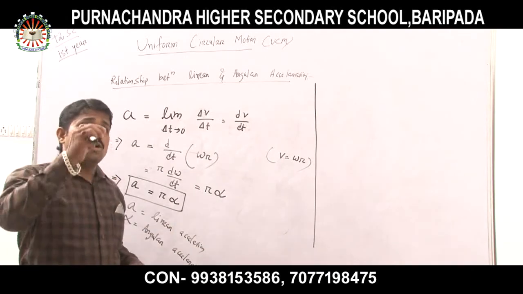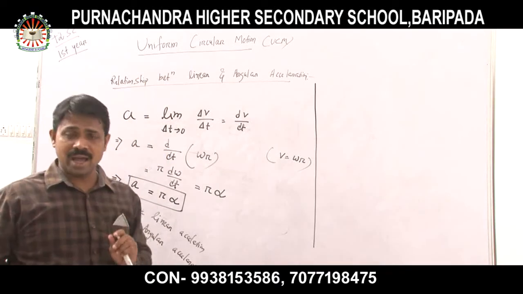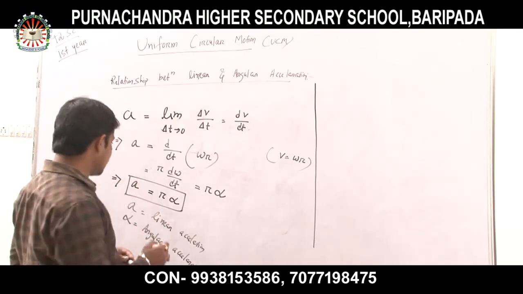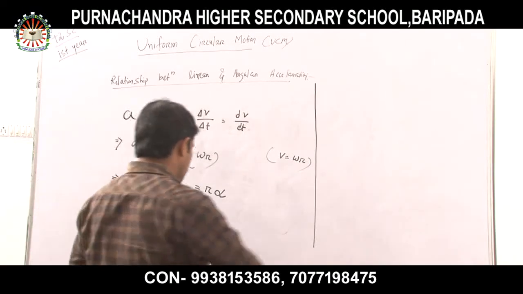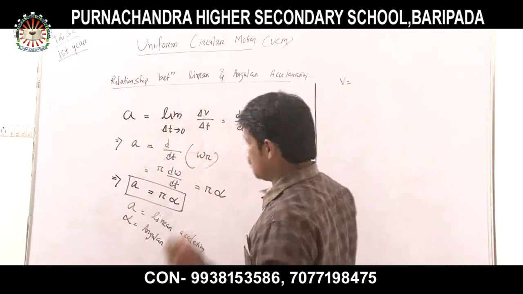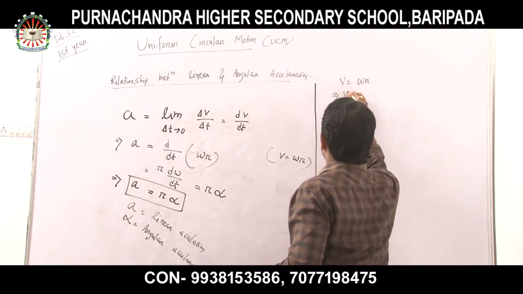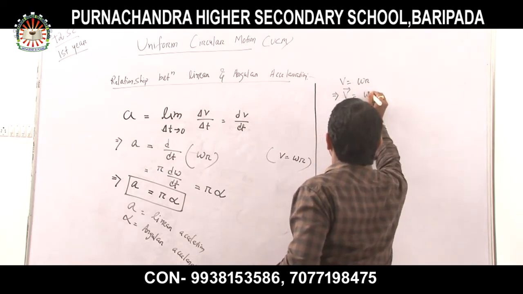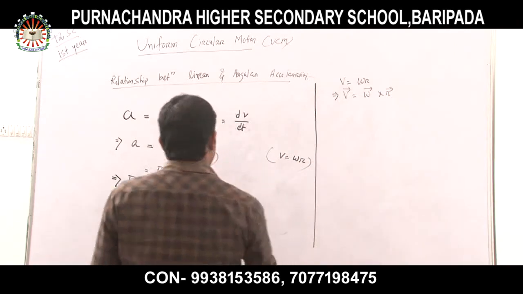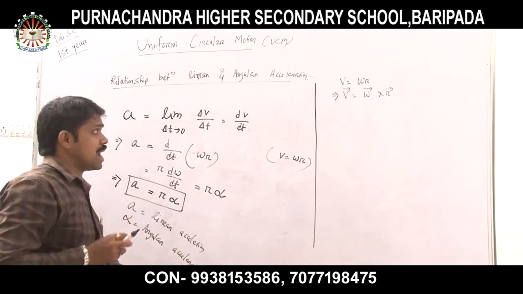Because to rotate the object perfectly, the object will have two components of acceleration. So what are the two components? Let us find out. We already know the scalar representation, v is equal to omega r, and the vector representation is v is equal to omega cross product r vector.